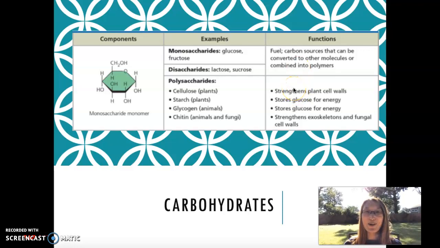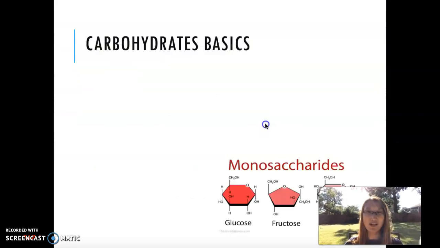Other ways that carbohydrates can be useful, right? We said it can be a part of cell wall, so it strengthens the plant cell wall. It is a main component of the plant cell wall. And then we have over here this exoskeleton of insects, and then we have fungal cell wall as well. All right, so let's take a look at the next slide, Carbohydrate Basics.